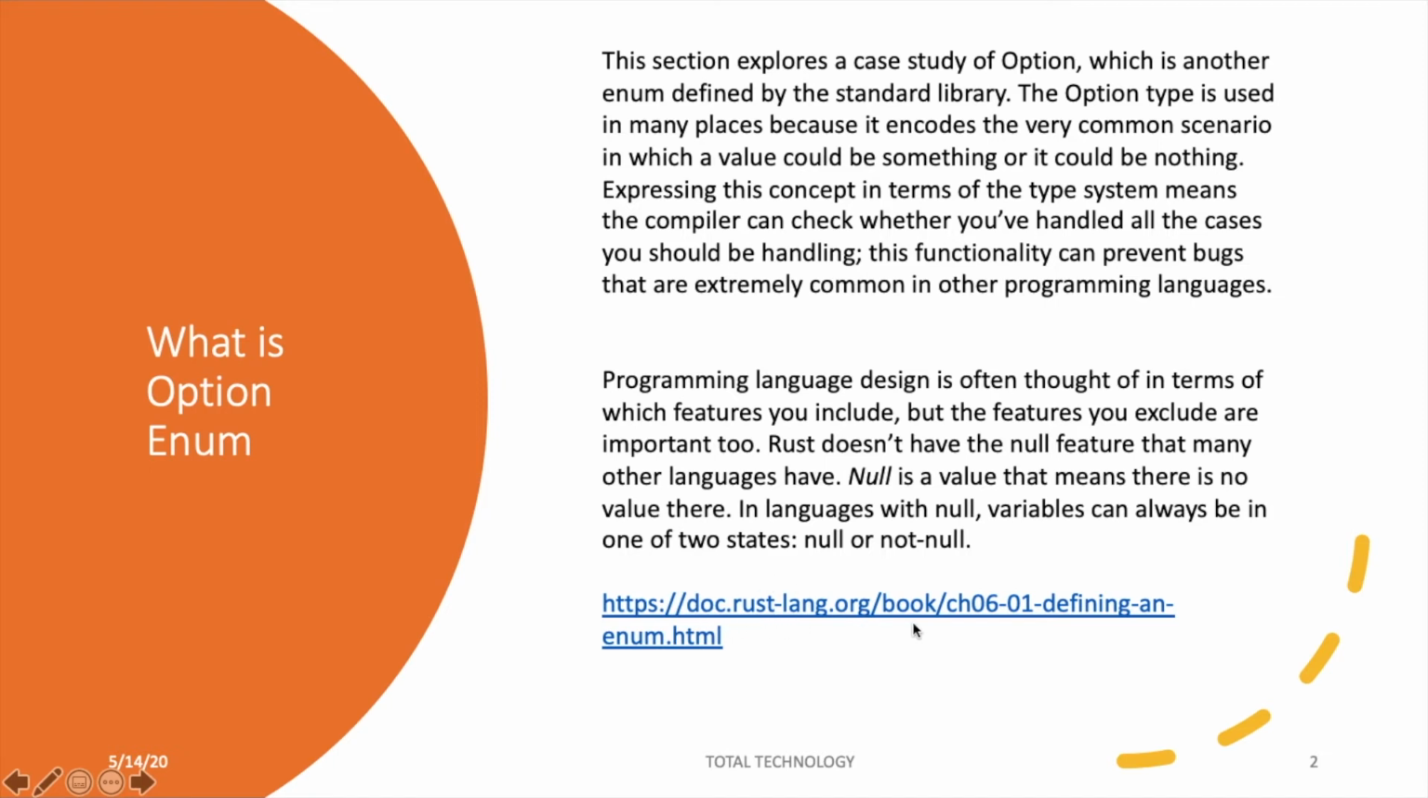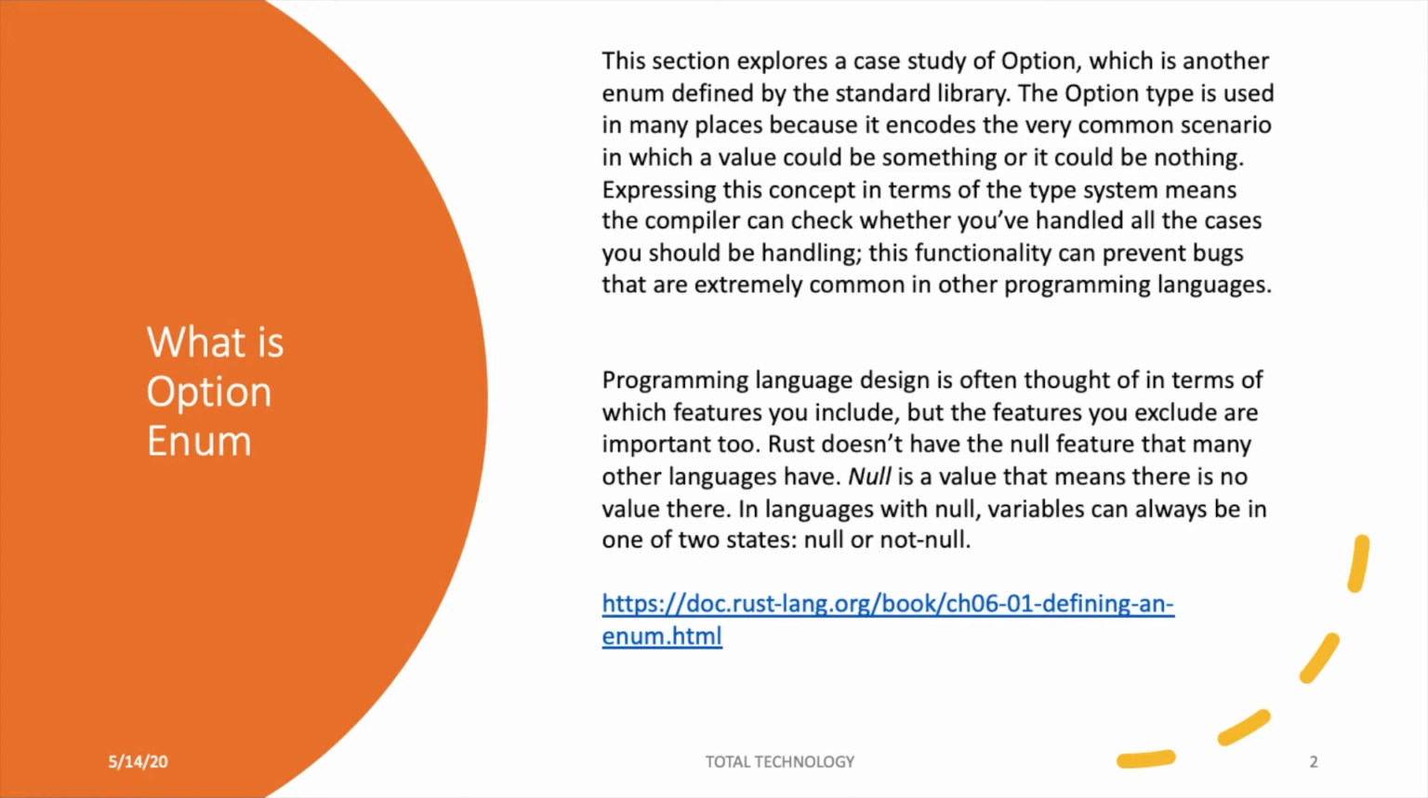If you are interested to know more about this, you can click on this link and check it out. You will get some more ideas and examples. This part is also important, which is why I included it. Programming language design is often thought of in terms of which features you include, but the features you exclude are also important. Rust does not have the null feature that many other programming languages have. Null is a value that means there is no value. In languages with null, variables can always be in one of two states, null or not null.